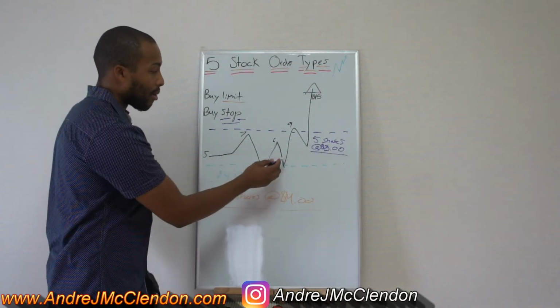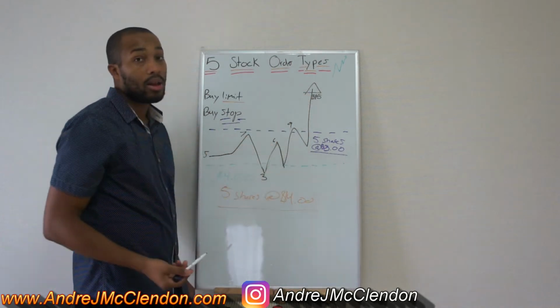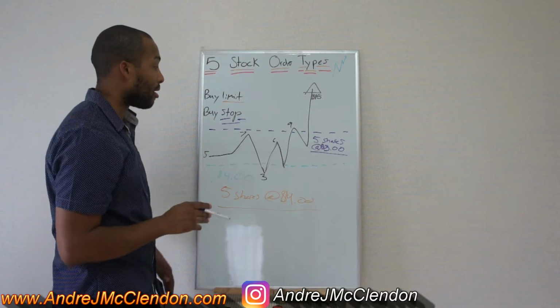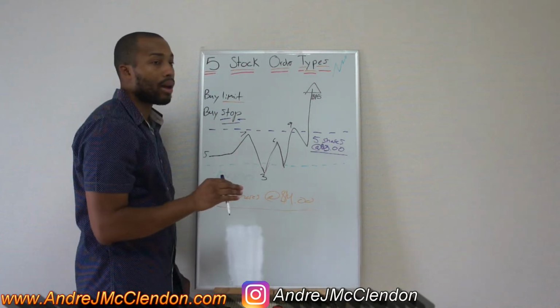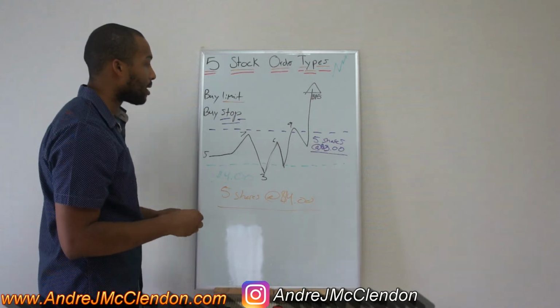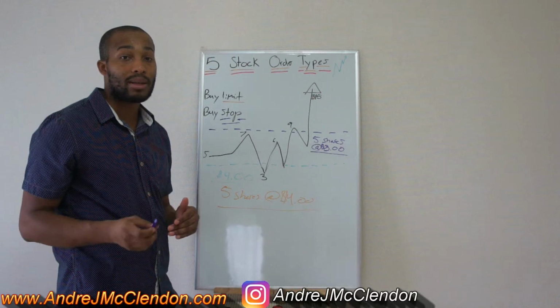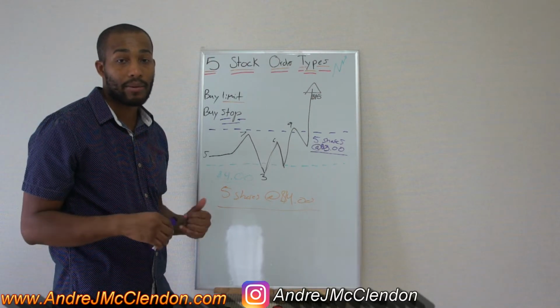But if it hits the $8 mark like it did here, now you're in the trade. And then if it carries on higher, you get in the direction of trade. So buy stop implies that you're going into a directional trade. Cool. So those are buy stops and buy limits. Now our next two are going to be sell stop and sell limit, and let's get into that right now.